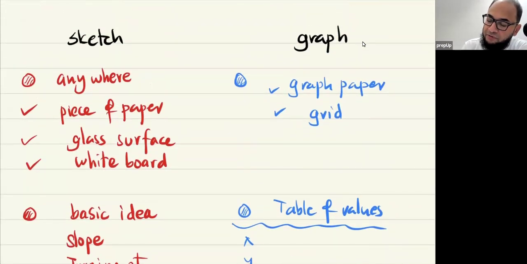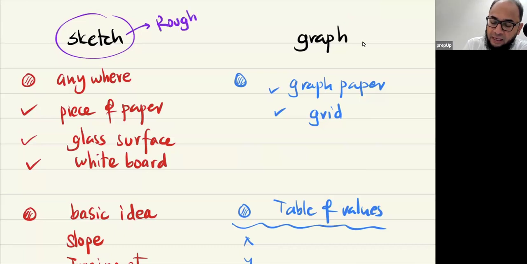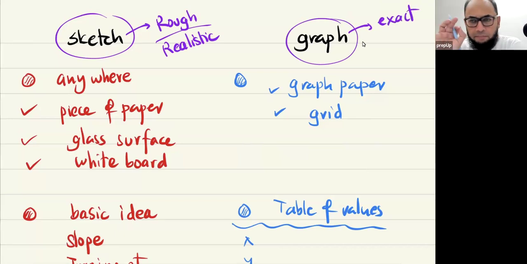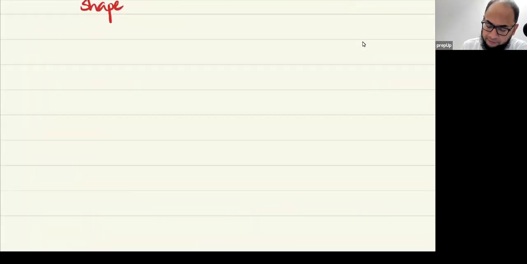So in short, we can say a sketch is a rough idea, realistic but rough. Whereas a graph is exact, within the limits of human error; a point could be plotted slightly wrongly. That is possible. But a graph is exact, whereas a sketch is rough but realistic. So that is the basic idea.